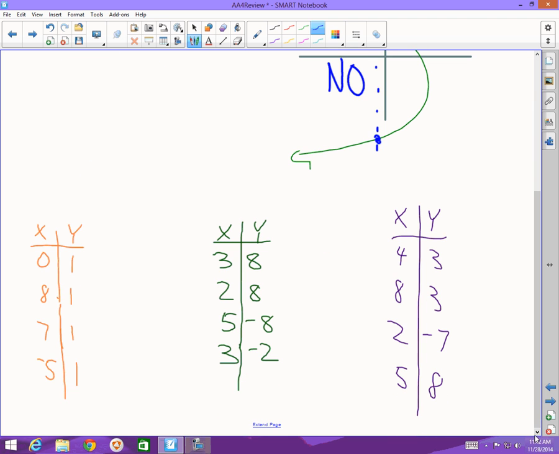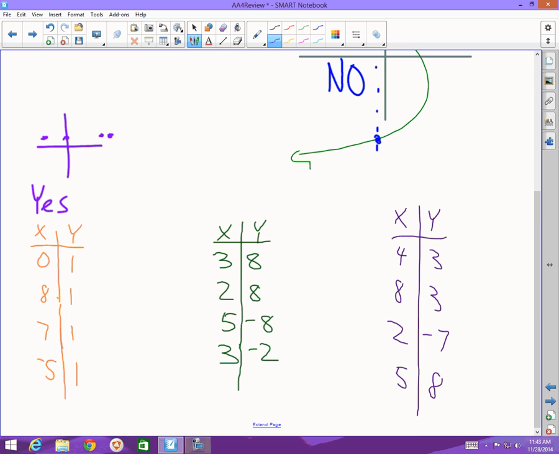Also have to look at maybe a table of values, and in this case here, this one is a yes, it is a function because each x has one and only one y. They happen to all be the same one, but that doesn't matter because you have a coordinate. If you look at this, coordinate 0, 1 is here, 8, 1 is there, 7, 1 is there, and negative 5, 1 is here. So no vertical line can hit those in more than one place.